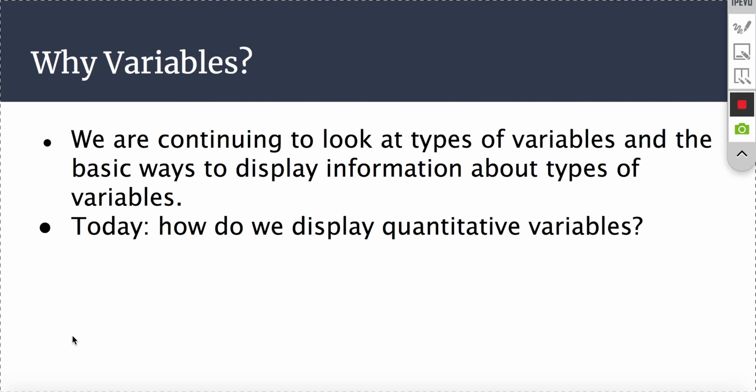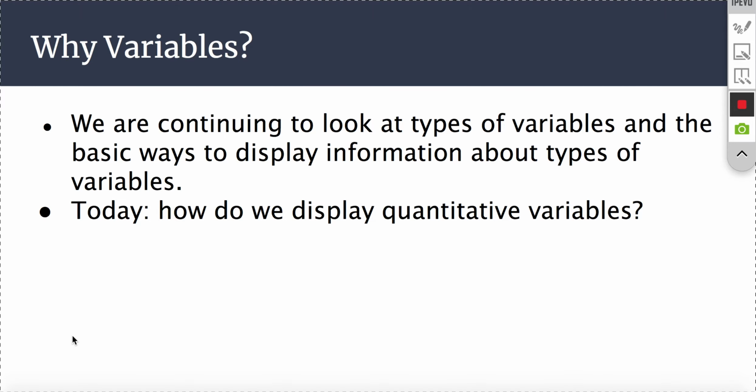When we collect data, we might end up collecting slightly varying data depending on our sample, and the distribution of that data, how it falls within that variable or those variables, might be different. So we are continuing to look at the types of variables and the ways to display information about types of variables, and today we are asking the question, how do we display quantitative variables? We really are looking at univariate data here, for the most part.